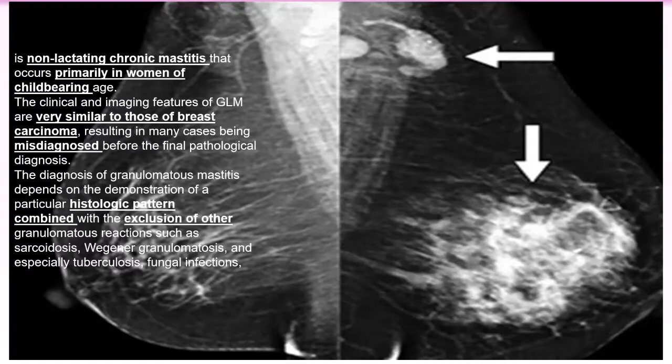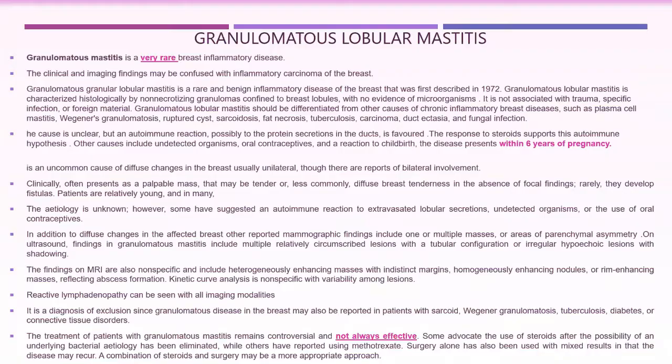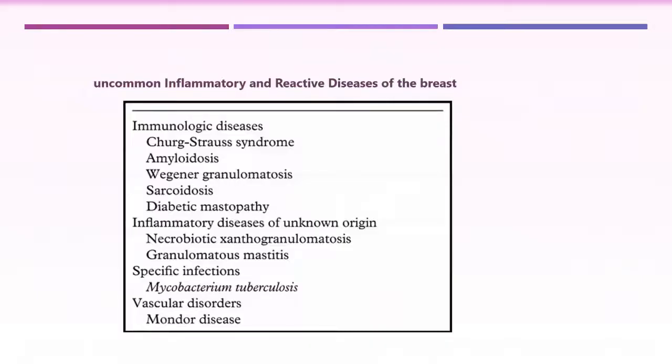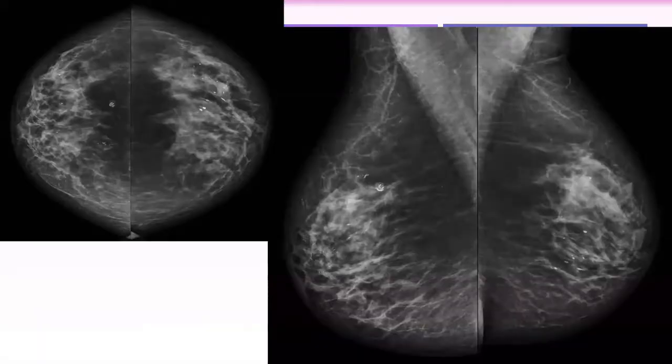And you can read about it here. You can take all or most of the information related to granulomatous mastitis. And we also have uncommon inflammatory and reactive diseases of the breast. You can see it in this table. Okay, and Hind, I think it is your time, or Medina?